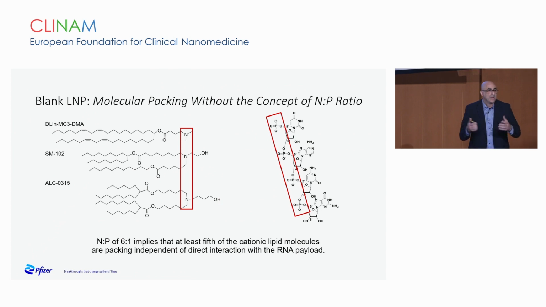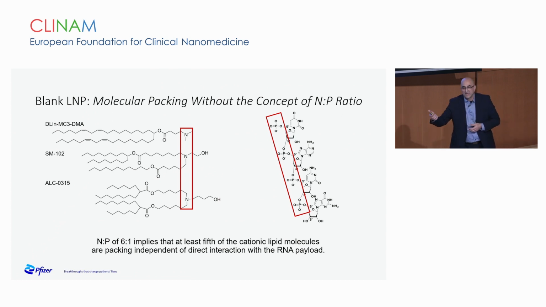Most of you know about the N-to-P ratio. It's a way of saying how many molecules of the cationic lipid should be in the formulation based on the number of phosphate groups on the backbone of the RNA. For the two commercialized COVID vaccines, it's 6-to-1, which means for every phosphate in the backbone of the RNA used, you have 6 molecules of the cationic lipid in the formulation.